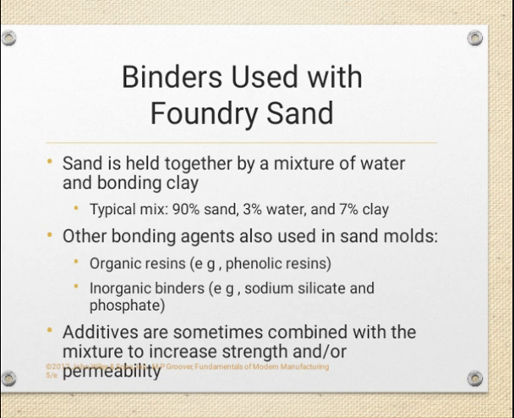Binders used with foundry sands: sand is held together by a mixture of water and bonding clay. For example, 90% sand, 3% water and 7% clay content we are using to create the sand binder. Other bonding agents also used in sand molds are organic resins and inorganic resins.